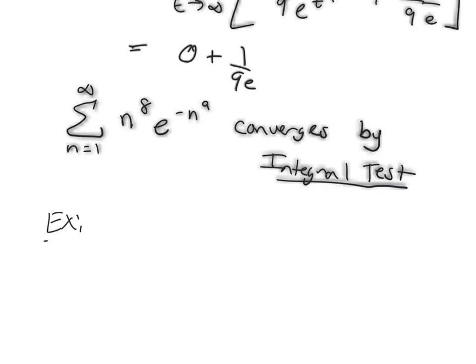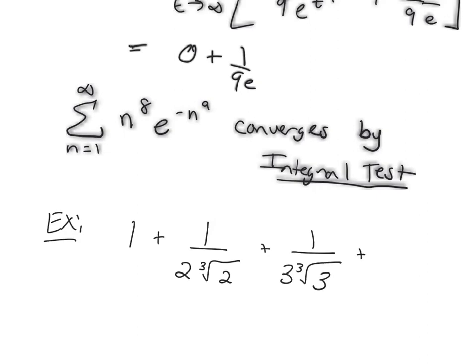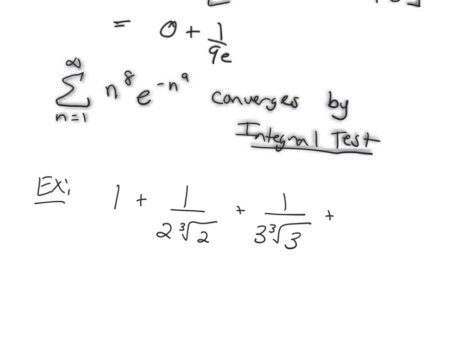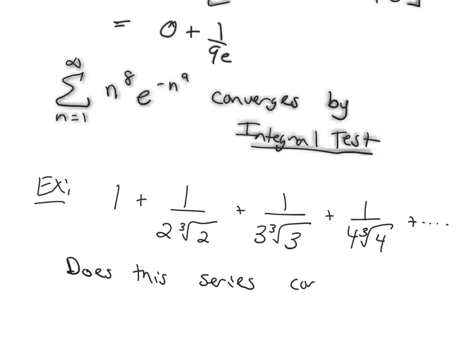Example here. Let's say I give you the series 1 plus 1 over 2 cube root of 2, 1 over 3 cube root of 3. I'll give you one more term: 1 over 4 cube root of 4, and so forth. And I want to know, does this series converge or diverge?